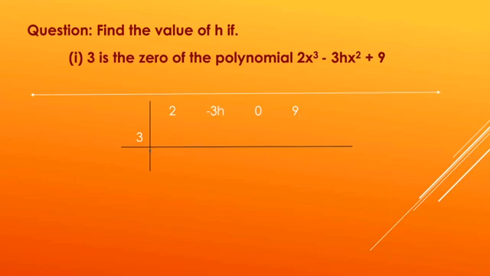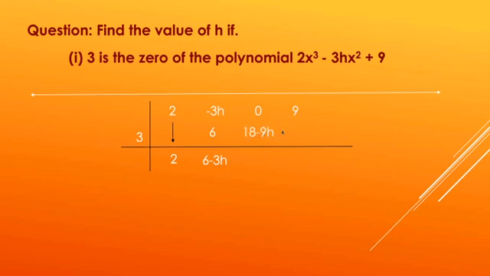We will write 3 as 3 is the 0 of the polynomial. We will write 3 here. First step is we will write 2 as it is here. Now we will multiply 2 with 3. We will get 6 and we will write here. After adding these two values, we will get 6 minus 3h. We will multiply 6 minus 3h with 3 as we have done in the previous question. The answer will be 18 minus 9h.